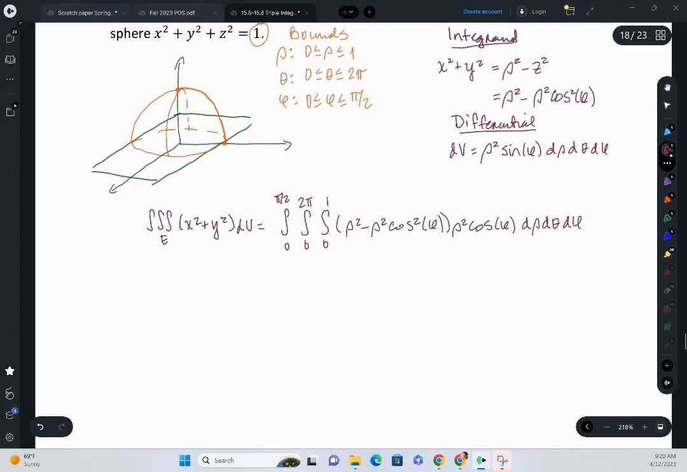Okay, now what I need to, I'm so sorry. I accidentally wrote a cosine in my differential, and I really meant a sine. Okay, that would have been disastrous working through.